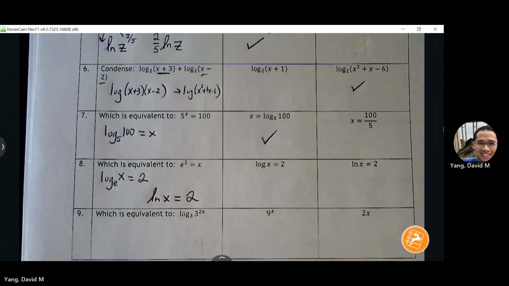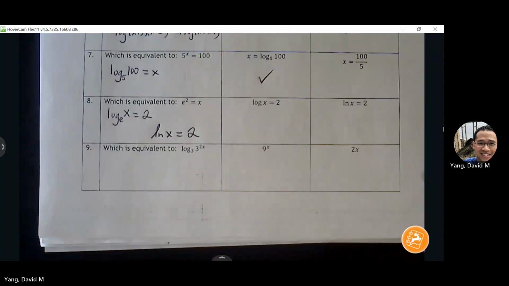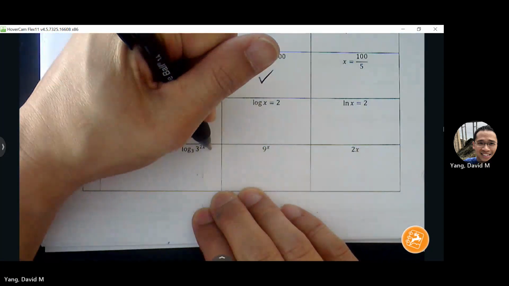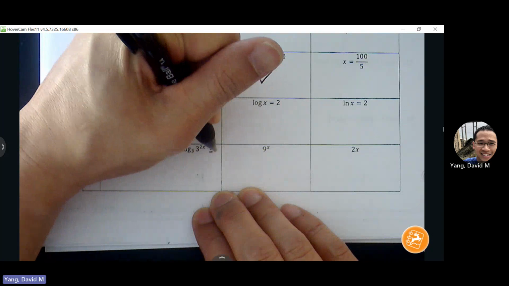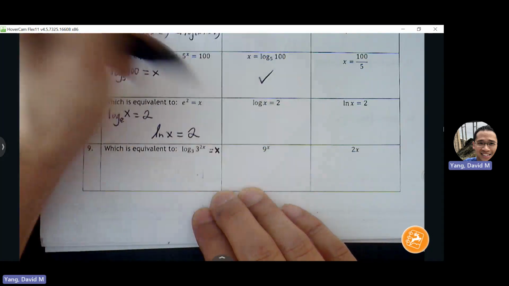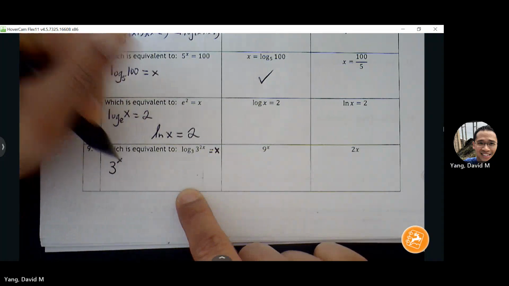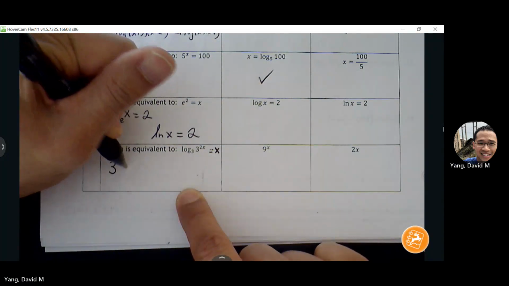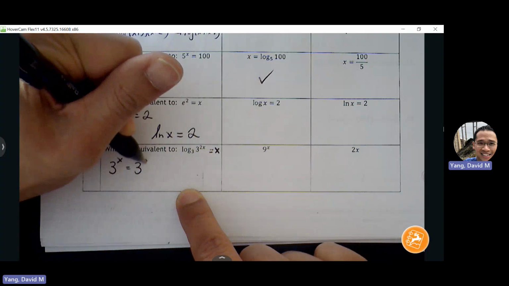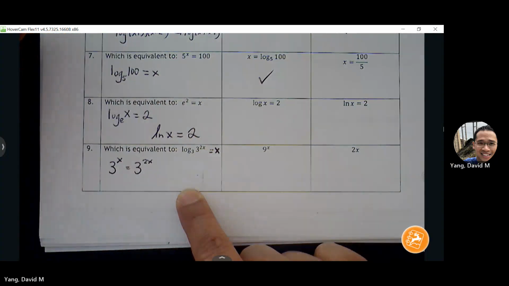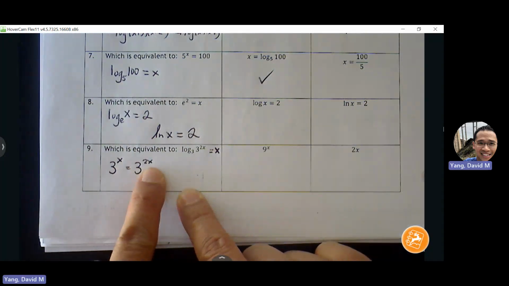So, what's equivalent to log base 3 of 3 to the 2x? We'll set this equal to x. Let's see if that helps. 3 raised to the x is equal to 3 to the 2x. So x is equal to 2x.